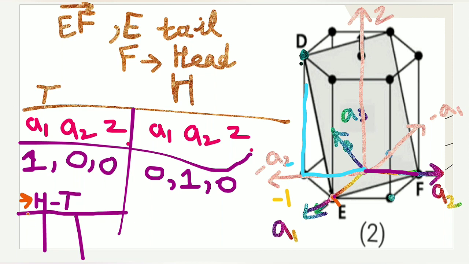For A1 coordinates, in this column I write for A1 coordinates, in this column I write for A2 coordinates, and for this column I write for Z coordinate. First in order will be head, and the second in order will be tail. So this is A1 coordinate for head, which is 0, and this is the tail coordinate, which is 1. So head minus tail means 0 minus 1, and hence we'll be left with minus 1 as the final result. So for A1 we got minus 1, and for A2 we have head minus tail, it is 1 minus 0, which is 1 again. And for Z coordinate, 0 minus 0, which is super easy, 0. And since there is no fraction involved, these are the final Miller indices for EF direction.